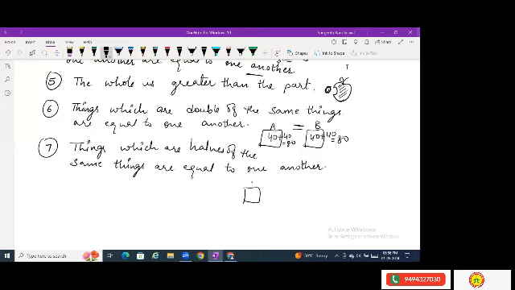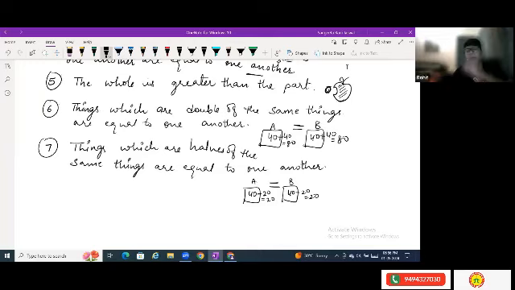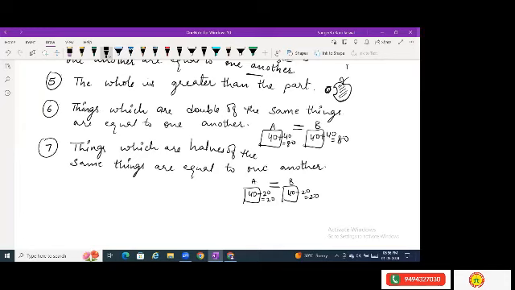Now, if A got 40 marks in the test, B got 40 marks in the test. If I reduce their marks to half, 40 minus 20 is 20. 40 minus 20 is 20. So that means again they are equal. Things which are halves of the same things are equal to one another. Yes, ma'am. All right.